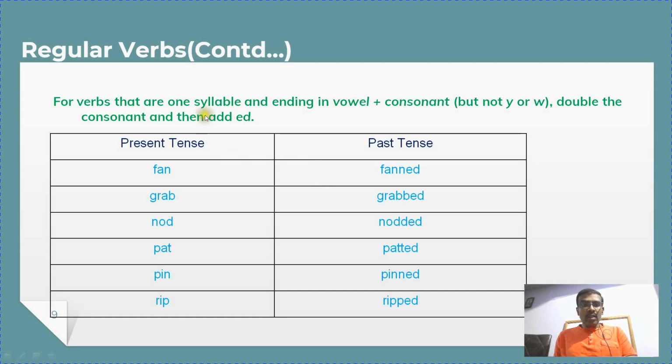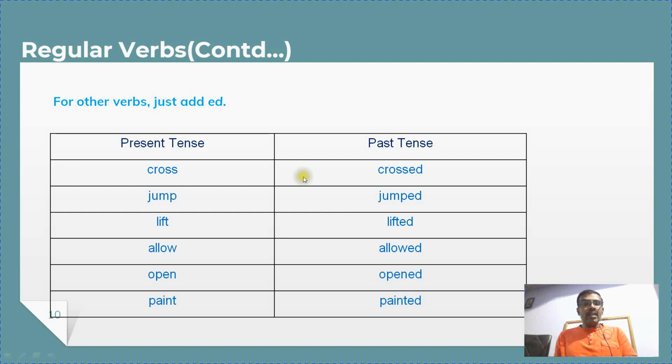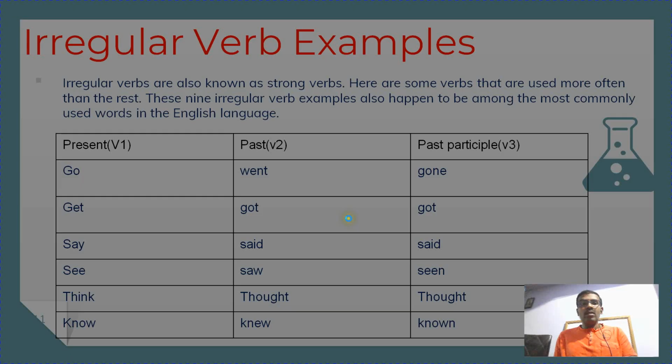Next one: a single syllable word, fan, ending with vowel plus consonant. A is the vowel and N is the consonant. Consonant means here Y or W should not come. This is an exceptional case. So for A N, we have to double the consonant N, so A N N, and then add ED. Fan, fanned; crab, crabbed, like that. And for other verbs, we just add ED to the verb. Cross, crossed; jump, jumped; lip, lipped, like that. These are the regular verbs.